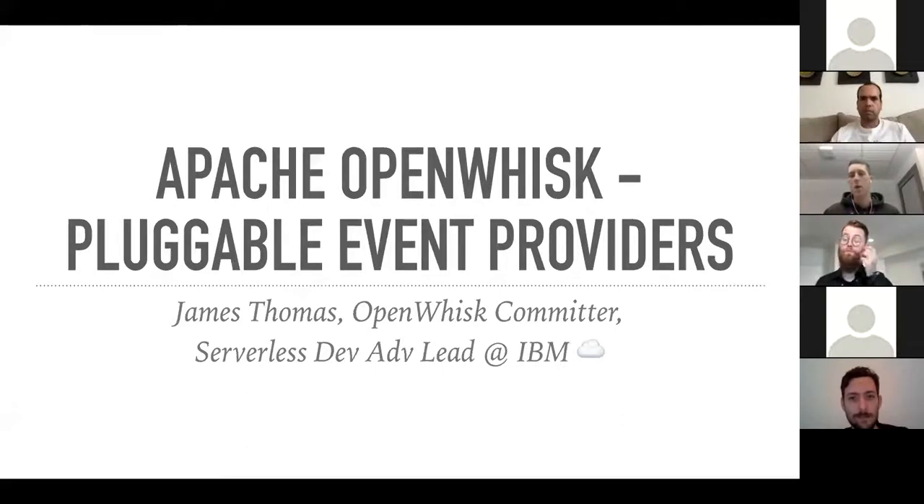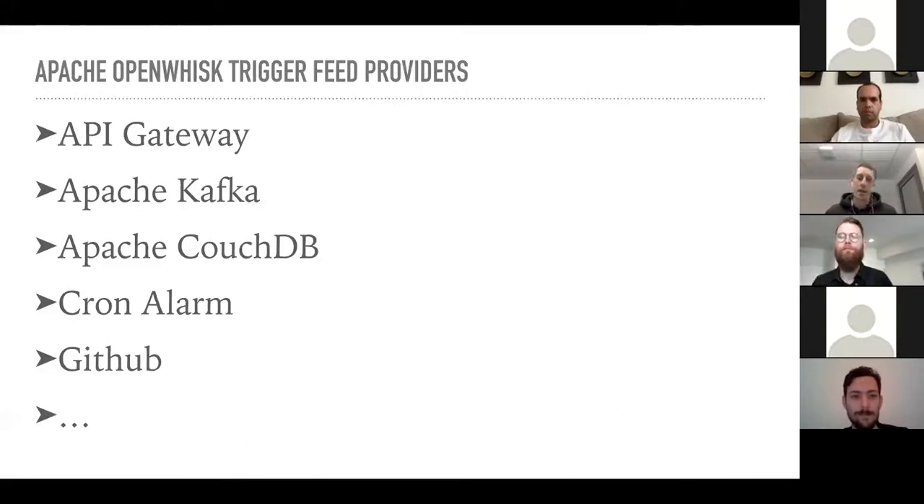If we think about OpenWhisk in terms of event sources, and in comparison to some of the other platforms, we have most of the bases covered. Most of the core event services are in there: things like an API gateway, Apache Kafka, CouchDB, Cron, GitHub, Alarm, which covers most of the core event sources that most people expect from a FaaS platform.